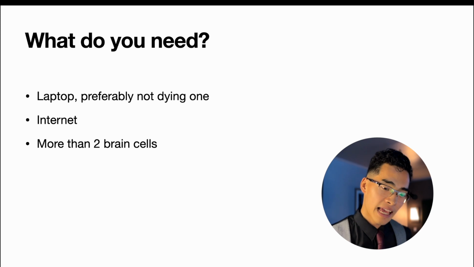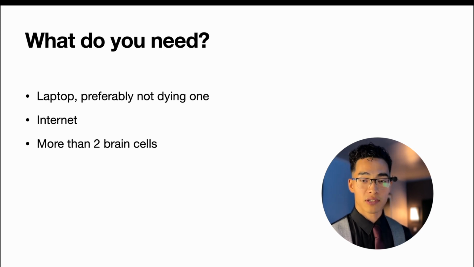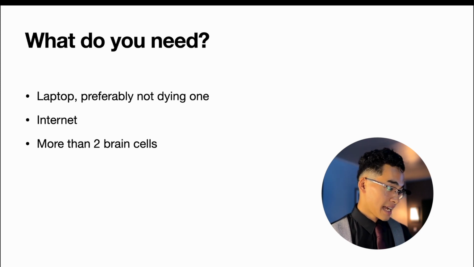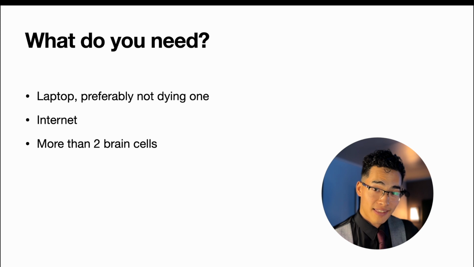Internet, another thing. You will need internet because of the errors you're going to run into. You will need to solve them, and you probably don't know how to, because if you did, you wouldn't have those mistakes, right? Plus, you need the internet for using the AI, which I'm going to talk about later. And probably the most important one, you need to have more than 2 brain cells. There's no way around it. You need that.